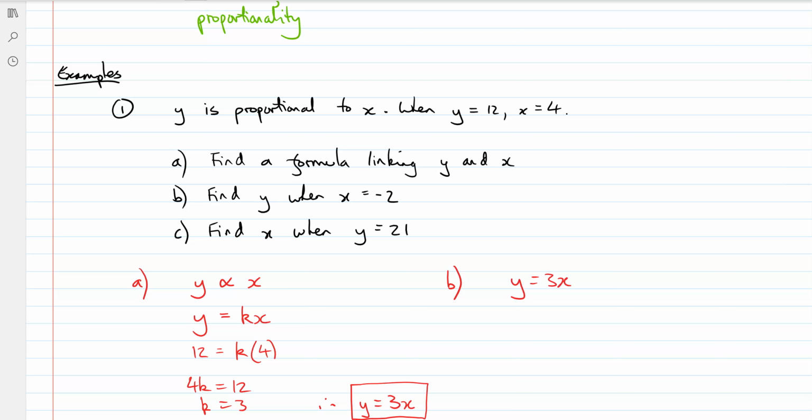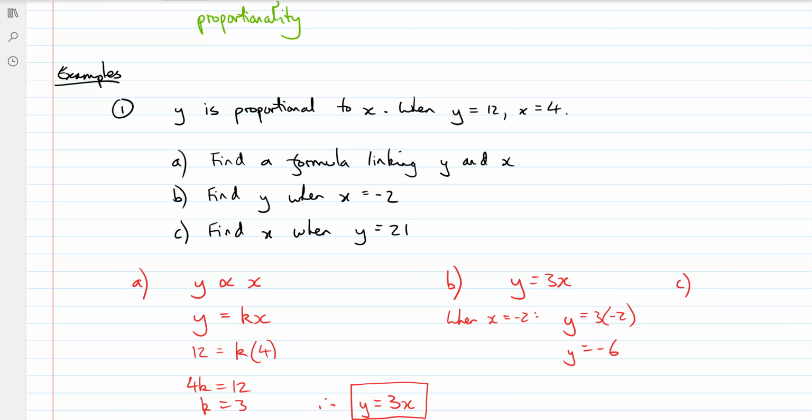So in part B, it says find y when x is minus 2. So all we have to do is throw minus 2 into our equation. So when x is minus 2, y will be 3 times minus 2. So y is minus 6. And that's part B.